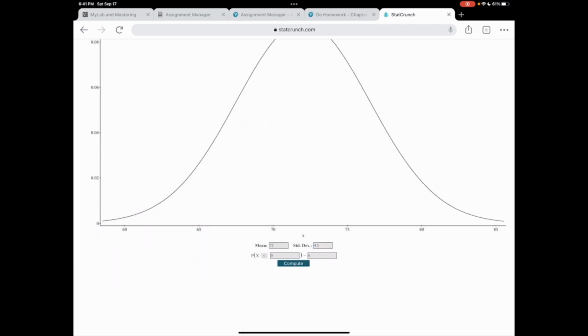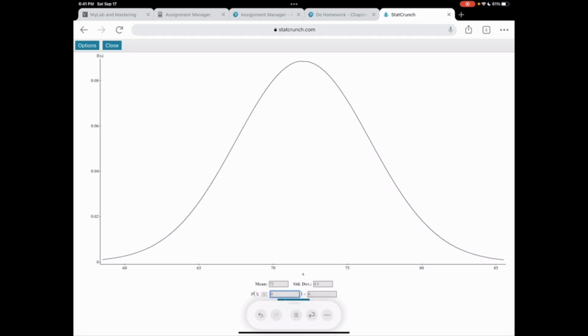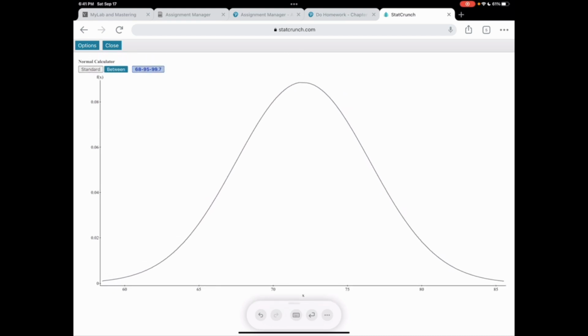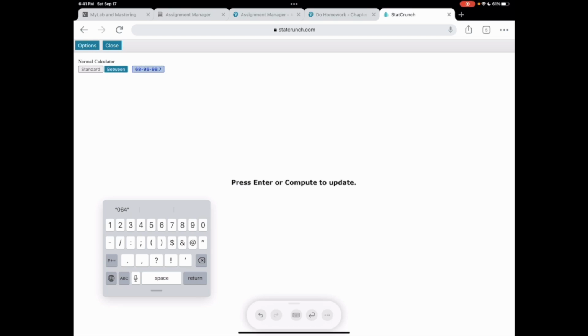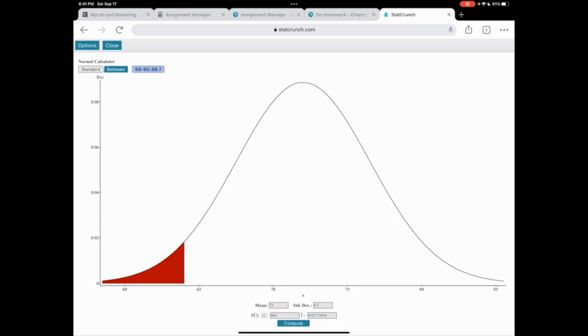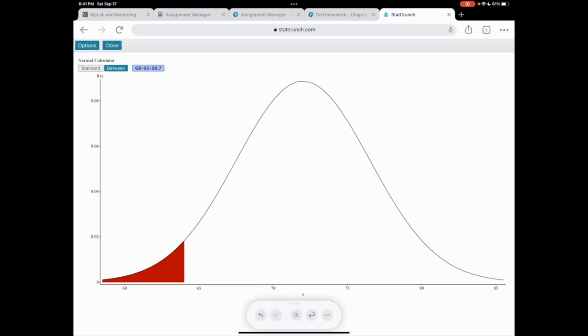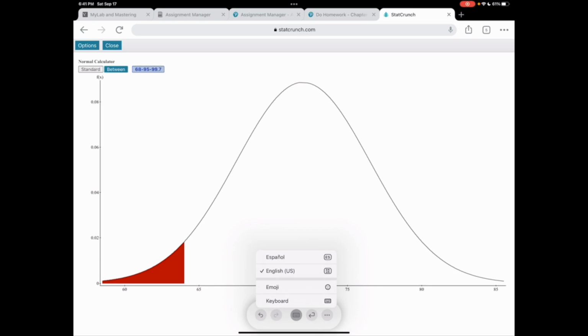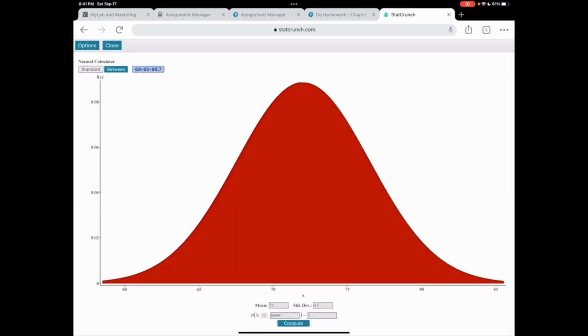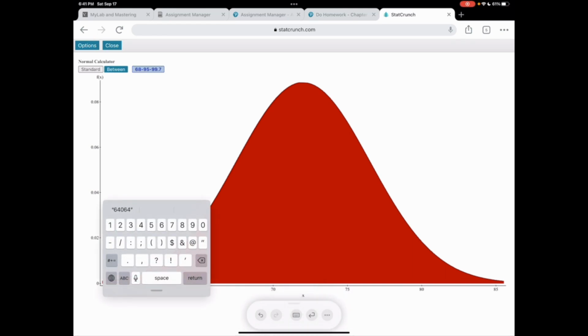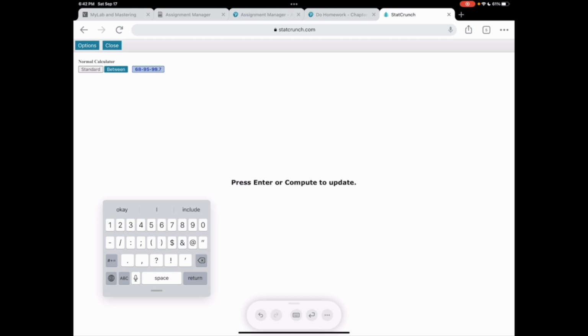Okay, let's go ahead and hit compute. Oh, I'm sorry. And then we need to change this value. We're trying to find the probability that X is less than or equal to 64. Sorry about that. I know you can't see it, but at the bottom, I need to type in a 64. It's hard to do this on the iPad. I'm sorry, folks. Let me clear all that out and type in 64.